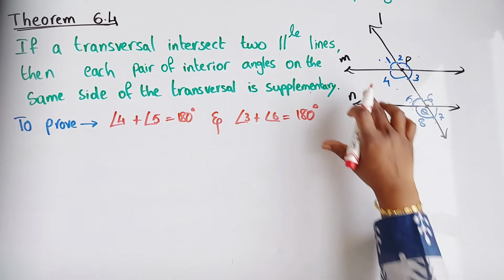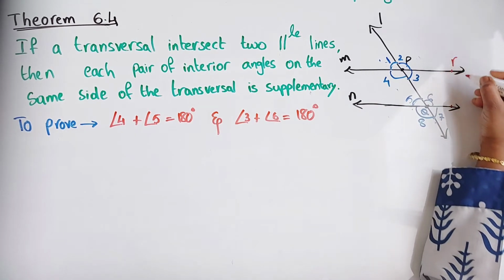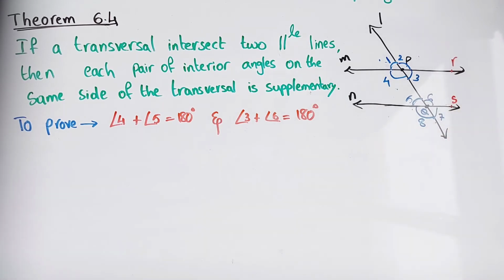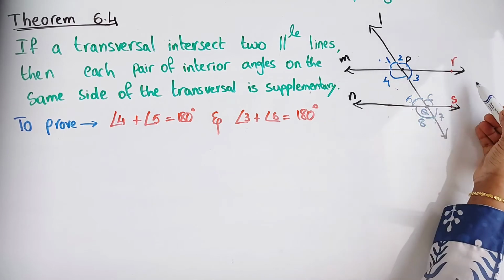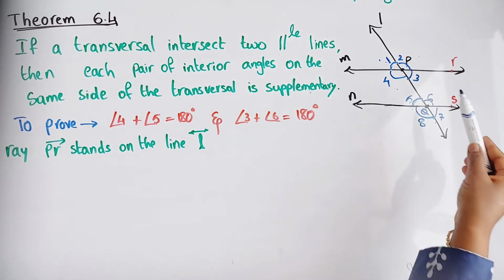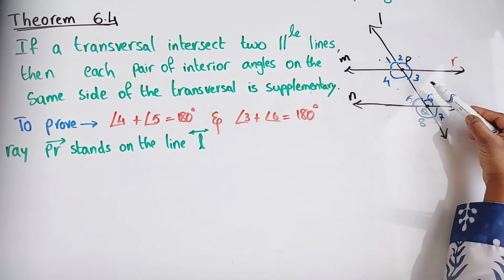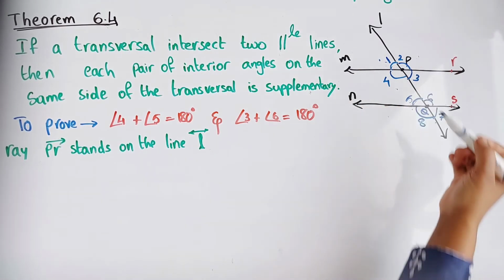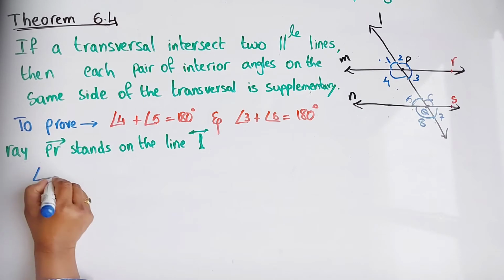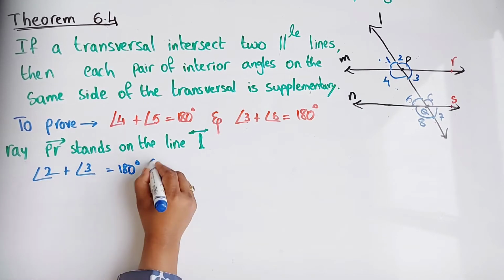Take 2 points on the line M and line N. Here I am taking R, here I am taking S. Here you see PR is a ray. PR is a ray on line L. Right, children? So, ray PR stands on the line L. If you close this one and observe, this will be a linear pair. Here angle 2 plus angle 3 equal to 180 degrees, children, because linear pair.